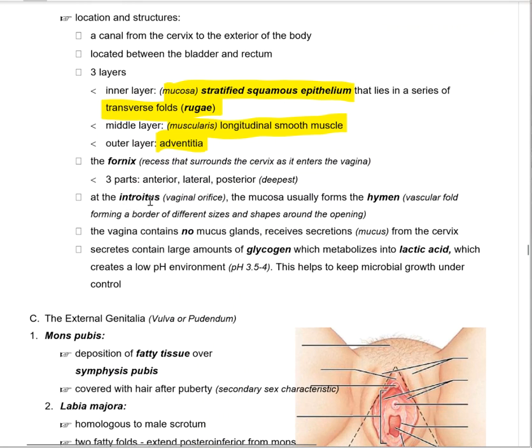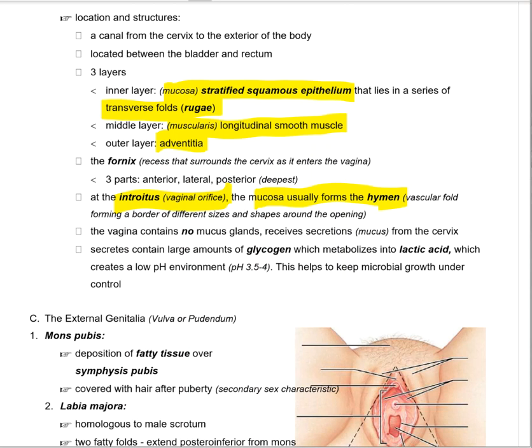The introitus is the vaginal orifice, although we often just refer to it as the vaginal opening or vaginal orifice. There is often, not always, but often a hymen, which is a mucosal, vascular fold that may round the border and the opening of that orifice.